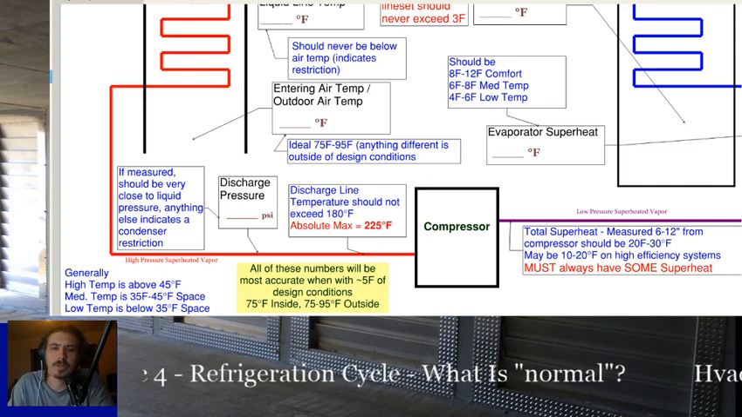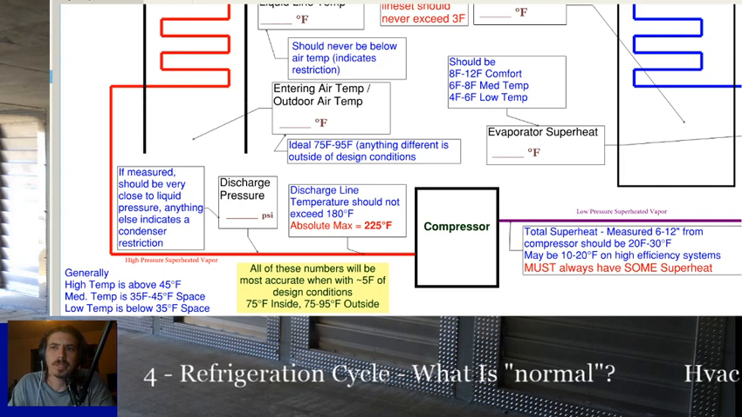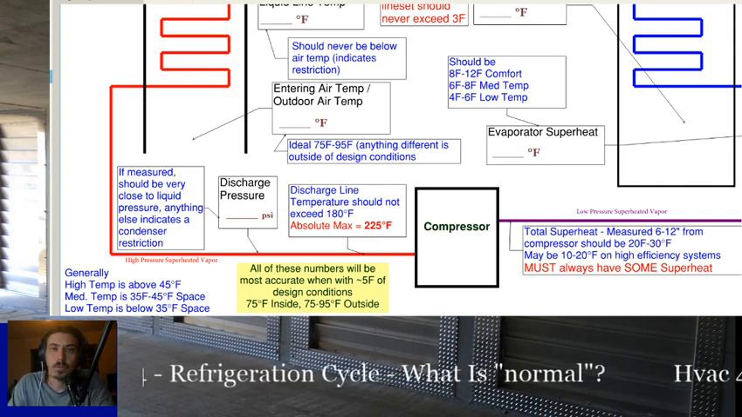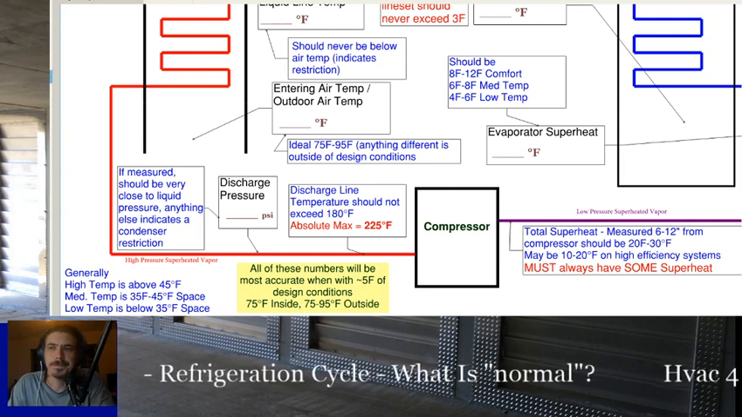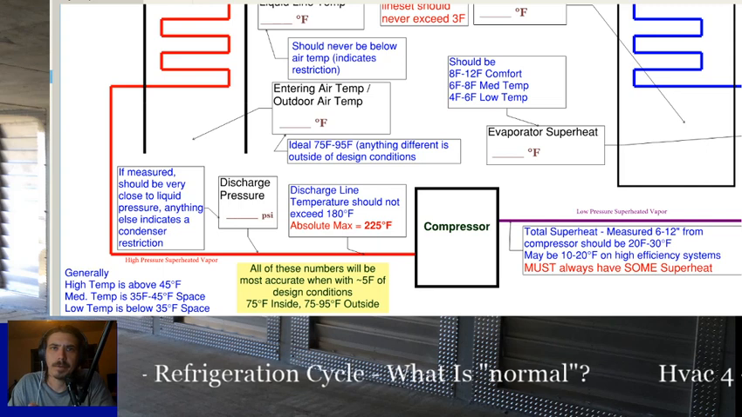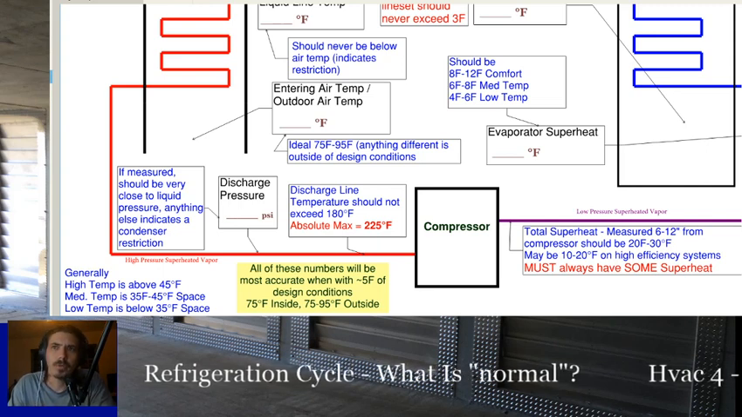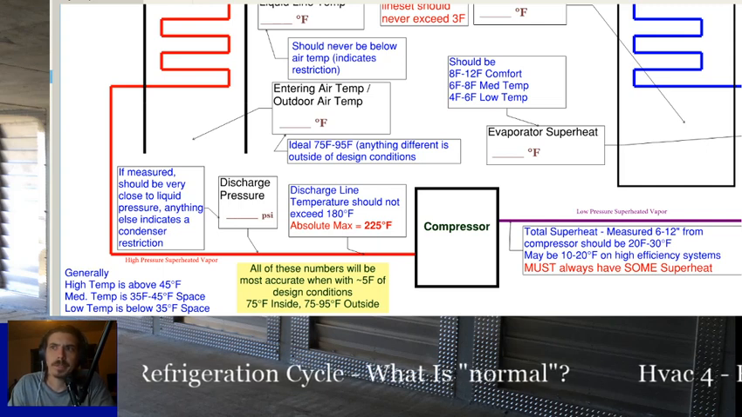Okay, so when we start to do refrigeration cycle troubleshooting, I'll say we have low suction pressure, low superheat. What does that mean, right? What is low suction pressure? So the only way to figure that out is to have a baseline of what is normal. So what we want to go over is what is normal, and we're going to do that a couple ways.